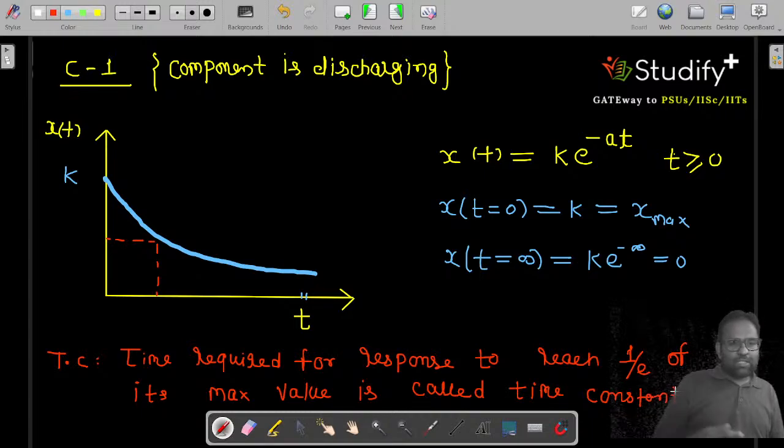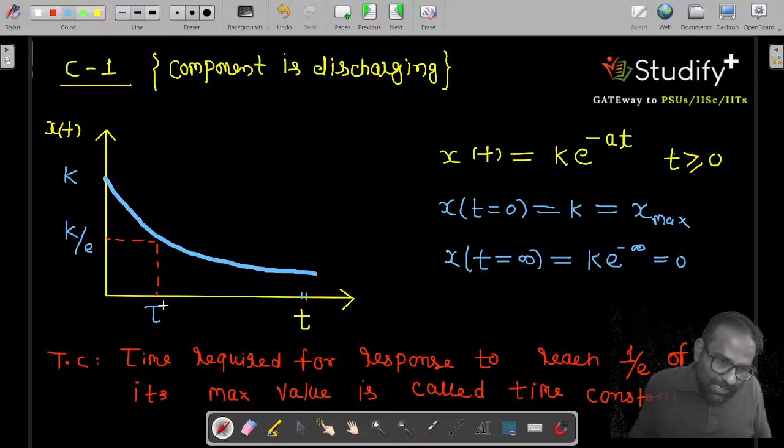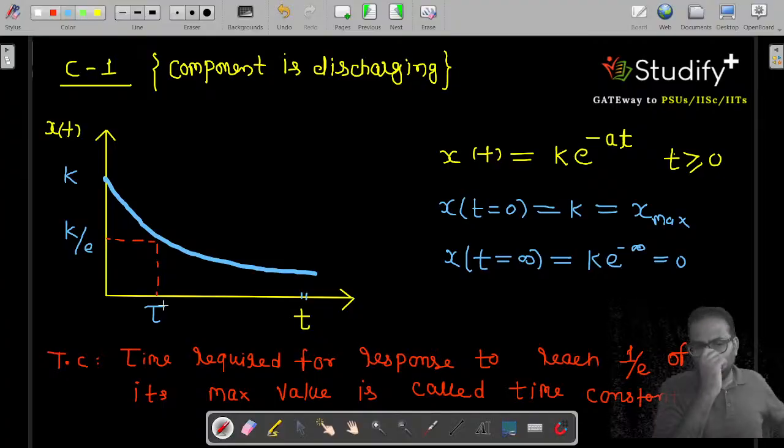Okay, so what is the maximum value? The maximum value is k. So what is 1 by e of k? So k divided by e. Time required, and this value is known as time constant. So time required by response to reach 1 by e of its maximum value is known as time constant.